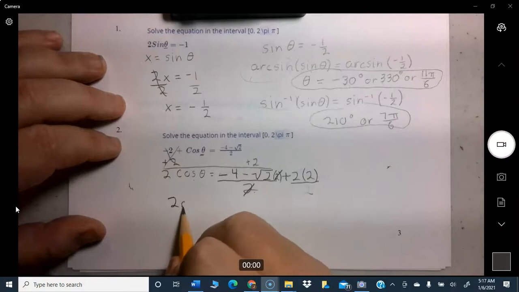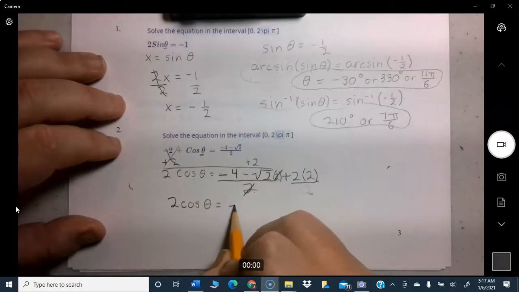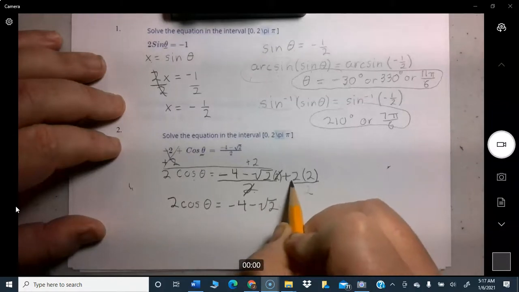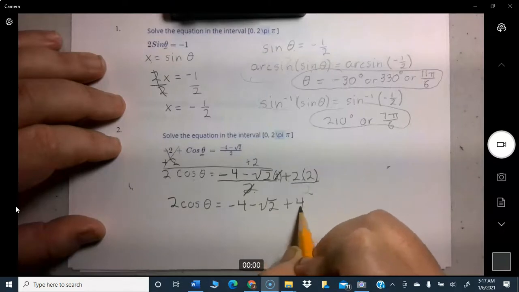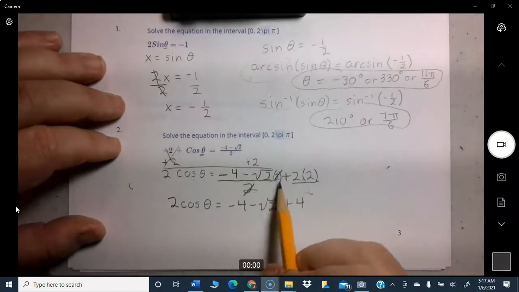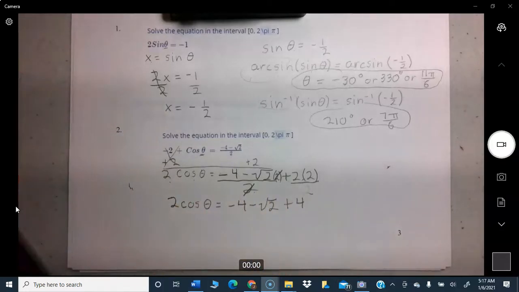So we're going to go ahead and write 2 cosine theta equals negative 4. And 2 times 2 is 4. So now we've gotten rid of the denominator. So we multiply this by 2, this by 2 and this by 2, and that's what you ended up with there.